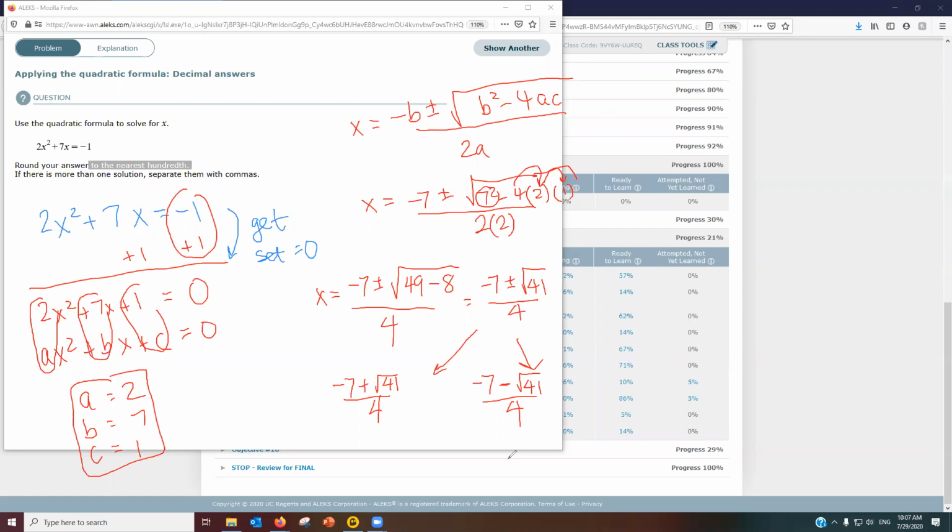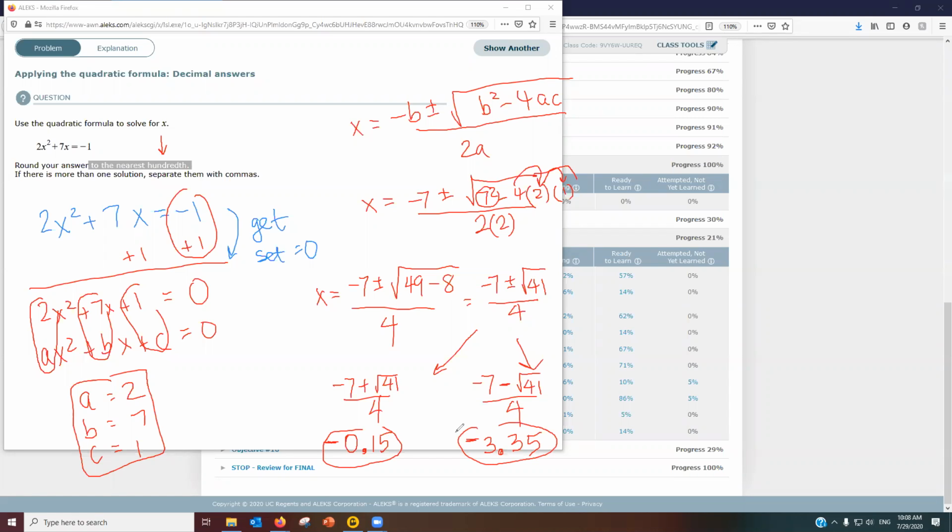When I work these out, I'm ending up with this first answer. It's telling me to round to the nearest hundredth. That means 2 decimal places. So for this answer, I'm getting negative 0.15. And let me do the second solution. When I do the second solution, I'm getting negative 3.35. So these would be the 2 answers to enter into ALEKS.